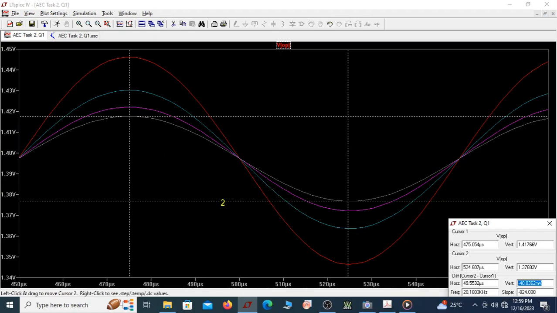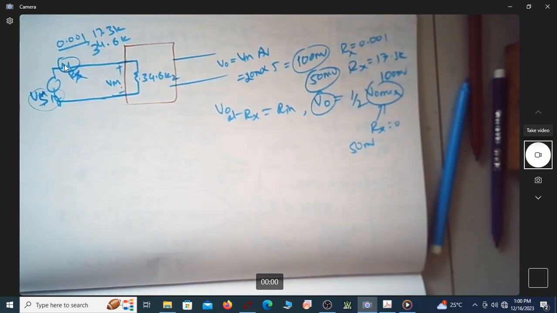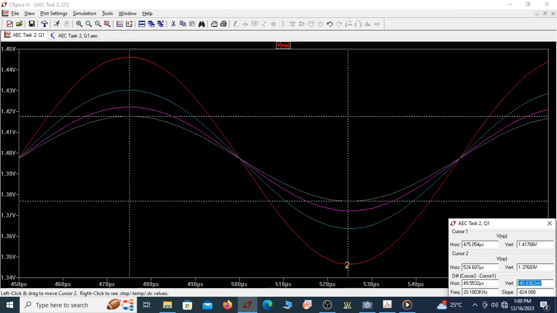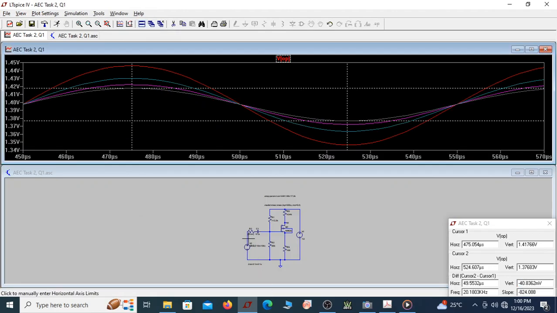Now which is your input impedance output voltage? When this resistance is equal to this input impedance, I'll get the output voltage half of the maximum. So what is the maximum voltage here? This is 100 millivolt peak to peak. So which is half of that? This is actually the pink colored one. So we got that pink colored output for a resistance R3, in this particular case, of 34.6 kilo ohm. So that's why the input impedance is 34.6 kilo ohm.